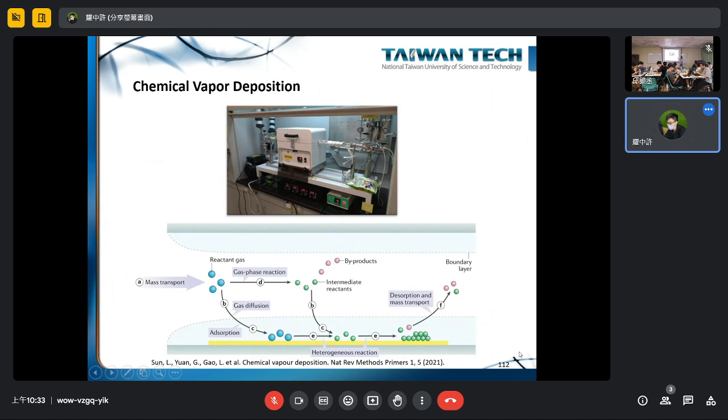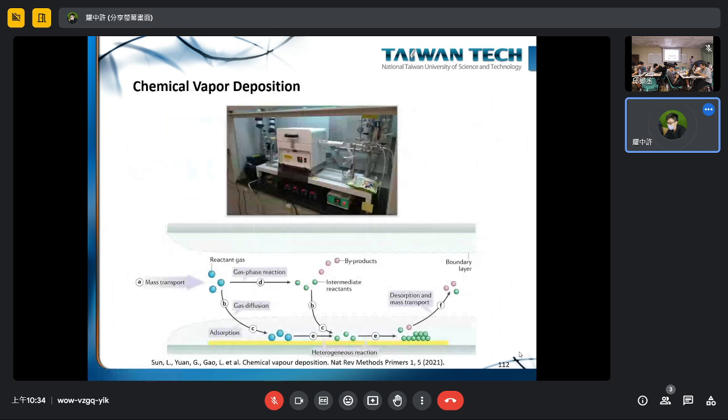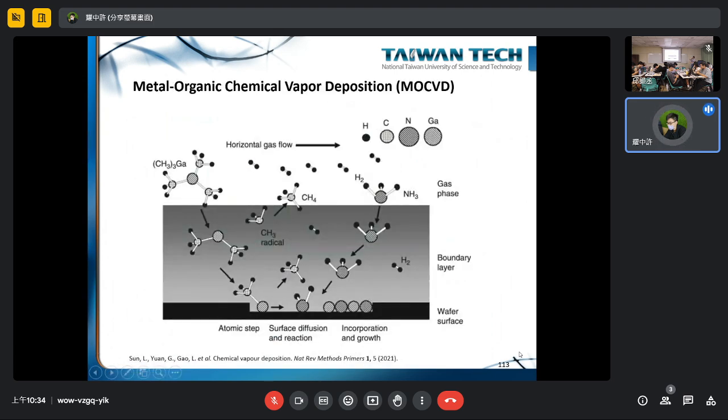material. After you mix the two kinds of gas, it becomes solid material and deposits onto your substrate. So when you have a chemical reaction, it becomes chemical vapor deposition. For this, physical vapor deposition is only the bombardment by electrons or ions. So for example, this is a metal organic chemical vapor deposition.